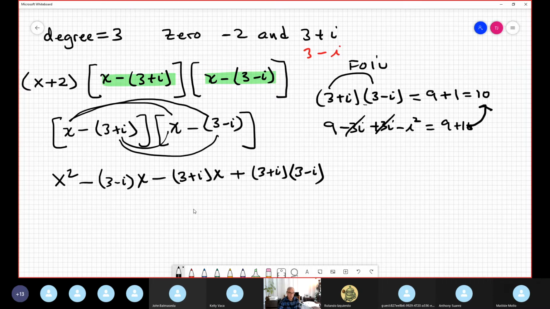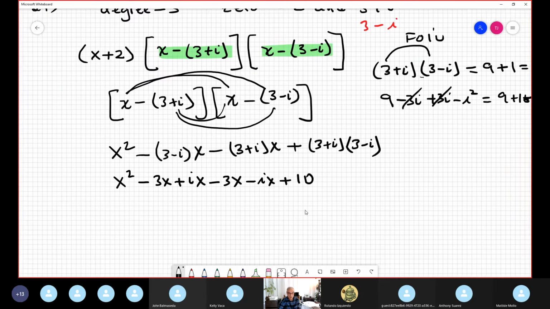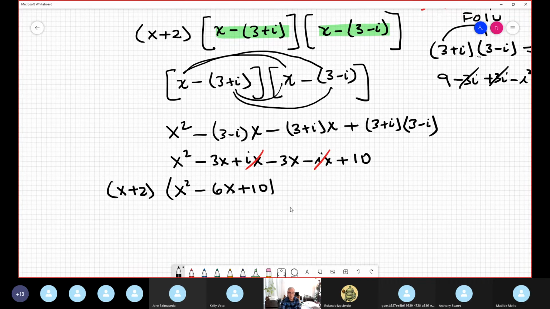And this is 10. And this is easy because it's x squared minus 3x plus ix minus 3x minus ix plus 10. Okay, it's obvious that the imaginary part is gone, it's cancelled out. I am left with only x squared minus 6x plus 10. Is that the final answer? No. I need to multiply by x plus 2. So I did the complex part first because the imaginary part magically disappears, and the rest is okay.